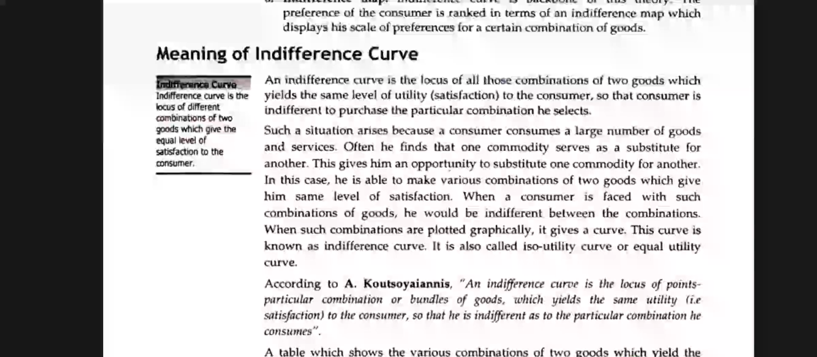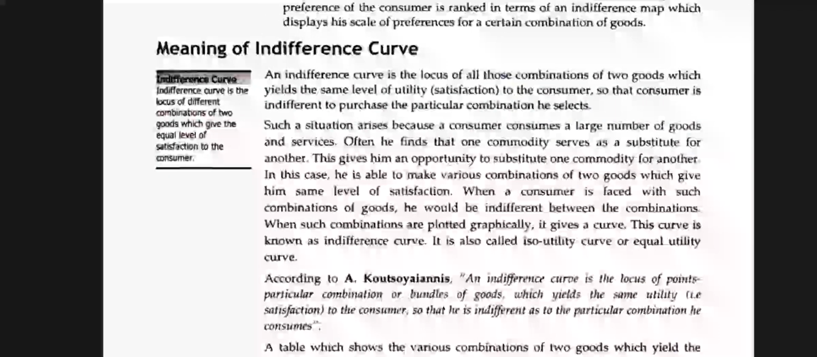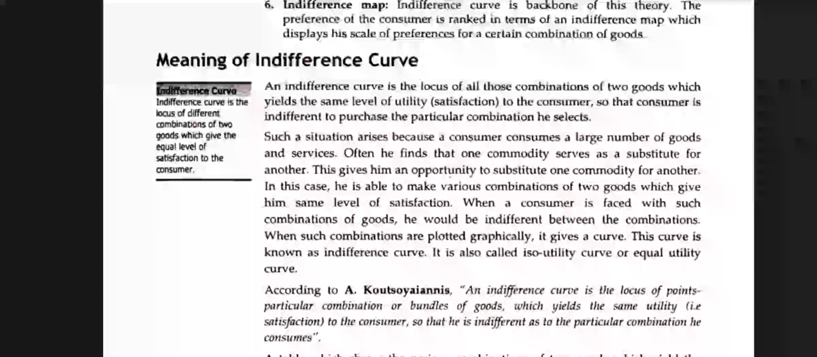But in some situations, because the consumer has comparatively a large number of goods and services, the consumer finds that one commodity serves as a substitute for another. So in that case he or she has an opportunity to substitute one commodity for another, and in this case he is able to make various combinations of two goods which give him the same level of satisfaction.